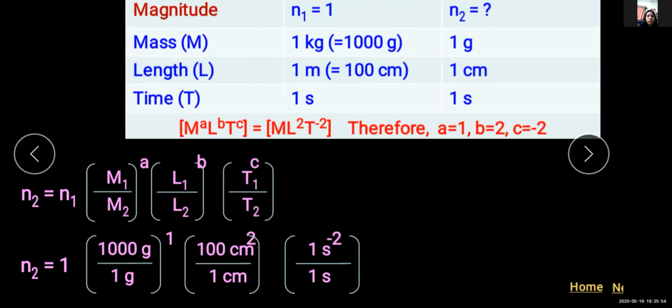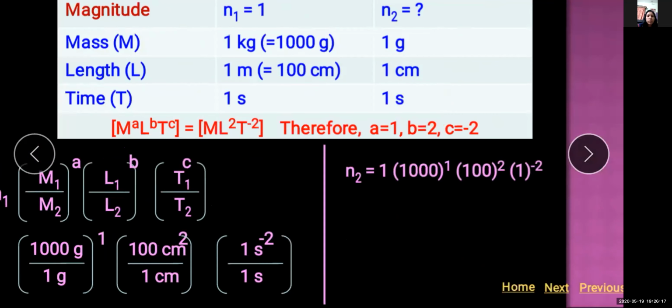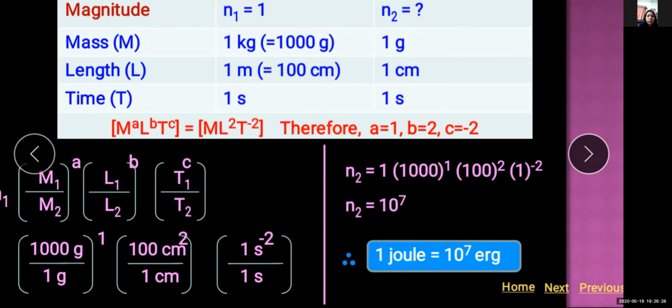L1 is 100 centimeter. We have converted meter into centimeter, and L2 is 1 centimeter square, and time is in seconds, so 1 second upon 1 second raised to power minus 2. On solving this, the formula will be N2 equal to 1 into 1000 raised to power 1, 100 raised to power 2, and 1 raised to power minus 2. So it will be N2 equal to 10 raised to power 7 erg. So we can say that 1 joule equal to 10 raised to power 7 erg. I hope this is clear to you.